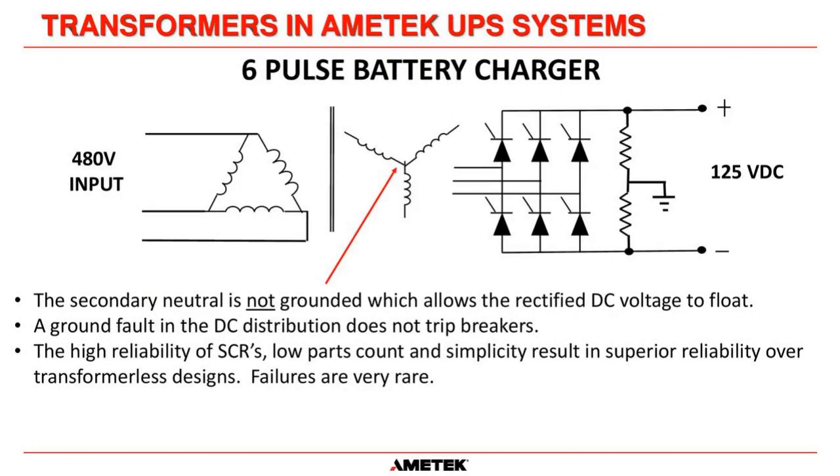The 6-pulse charger here with the secondary is not grounded, which allows the DC voltage to float. So if we have distribution, maybe multiple breakers coming off this battery charger, a ground fault out in the DC load, say positive goes to ground, does not trip breakers, it does give an alarm.